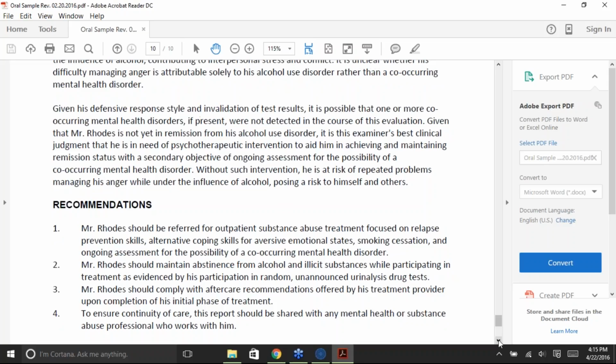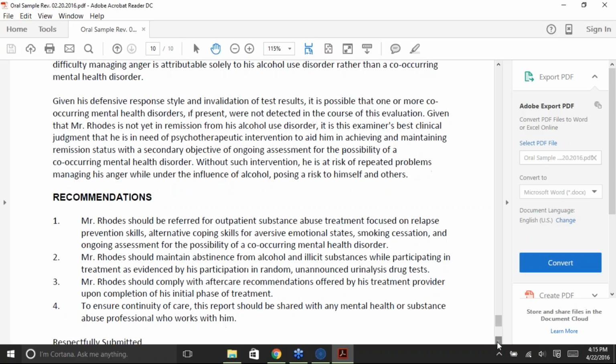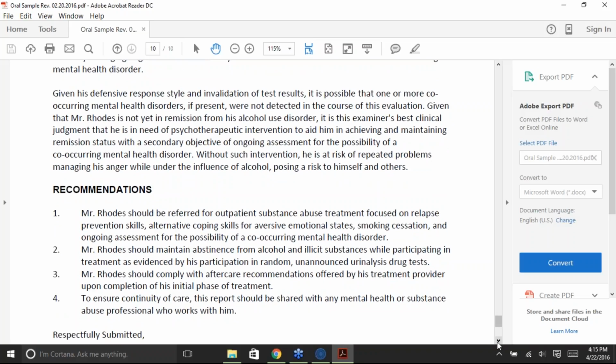Number 2, and you want to list it in number format like this, and you want to be specific and not get too lengthy with this stuff. He should maintain abstinence from alcohol and illicit substances while participating in treatment, as evidenced by participation in random unannounced urinalysis drug tests. There's no good way to objectively measure whether he's still using or not without doing urinalysis testing. That's the gold standard in the substance abuse treatment arena.